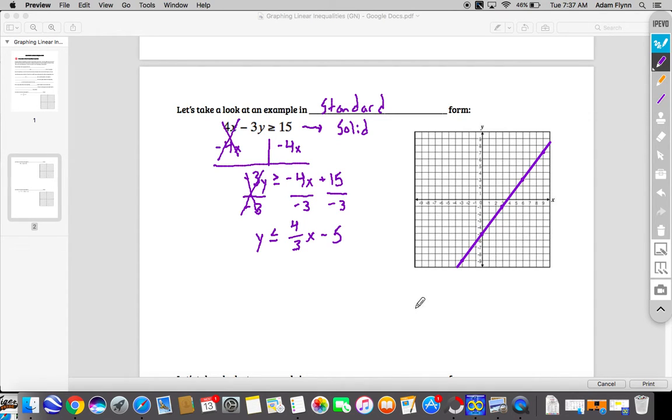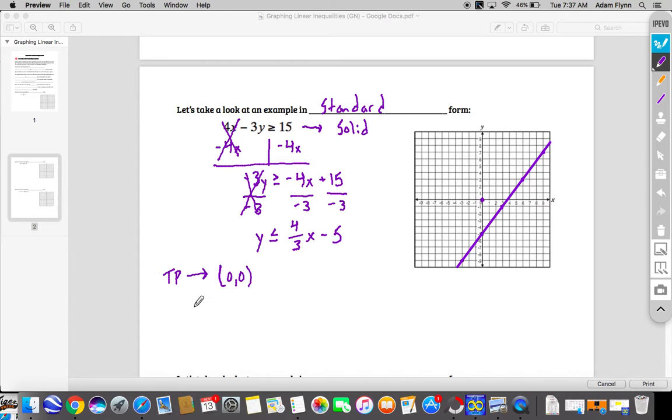Okay, and now I need to plug in a test point. So for my test point, I'm going to plug in 0, 0 again. Okay, so 0, 0 is on this side of the line. And I'm going to plug it into my original given inequality, the one that's actually still in standard form. Because I had to flip the sign down here, some people might forget to flip the sign, so by using my original given inequality, there's no confusion over sign flipping.